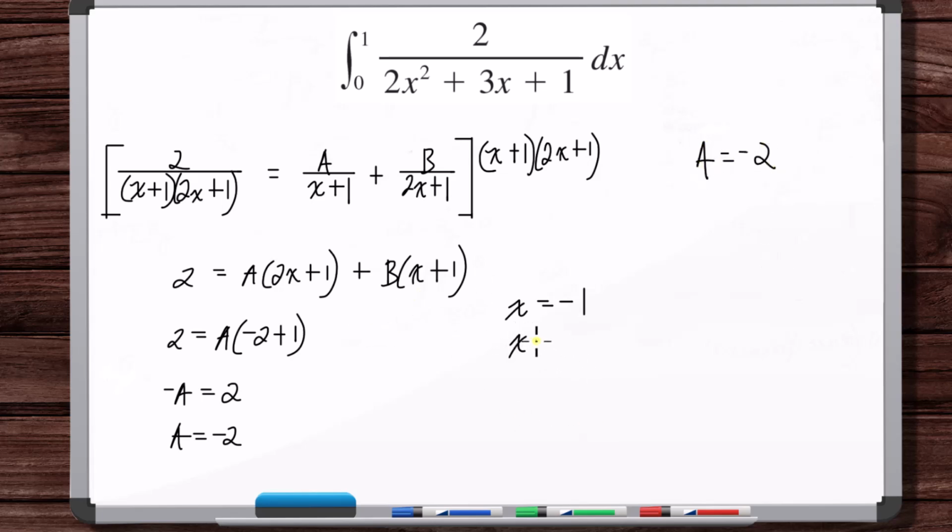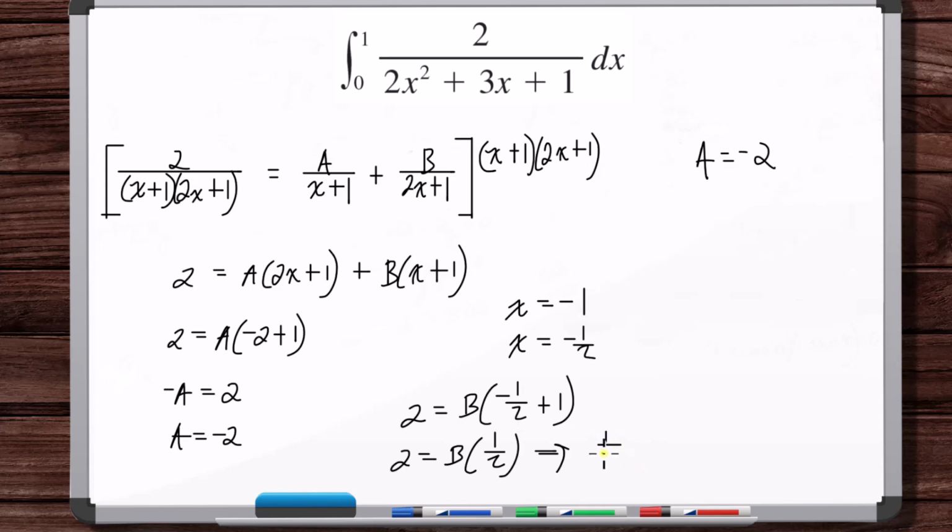Now let's set x equal to minus 1/2. So we've got 2 is equal to B times minus 1/2 plus 1. So 2 is equal to B times 1/2. So 1/2 B is equal to 2. Multiply both sides by 2, you get B is equal to 4.